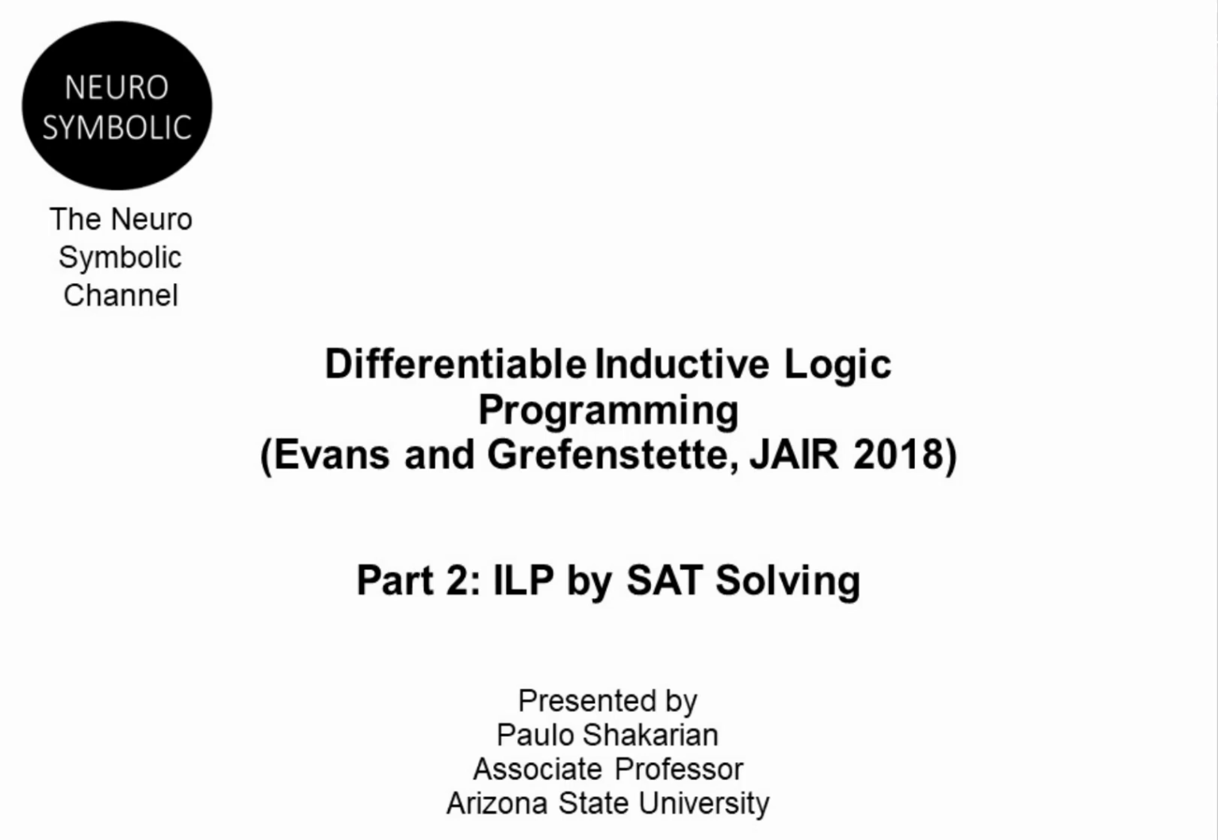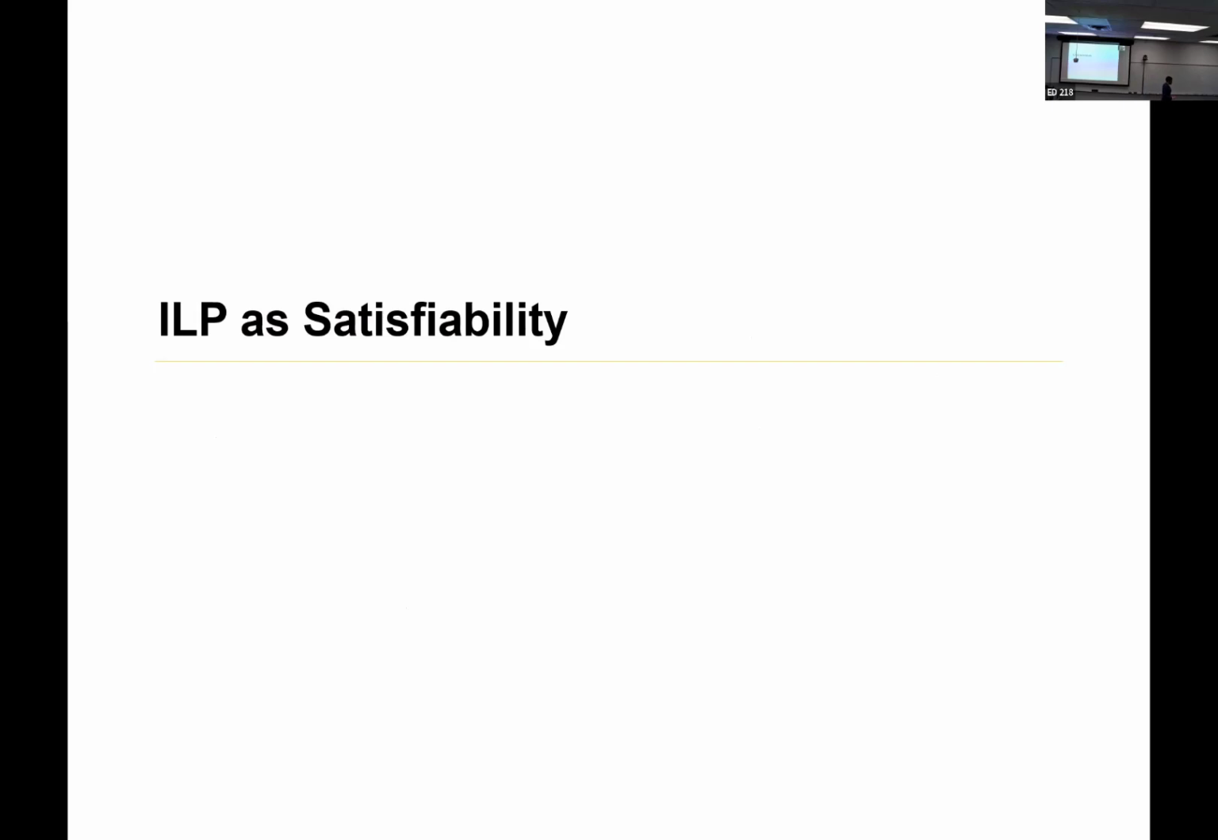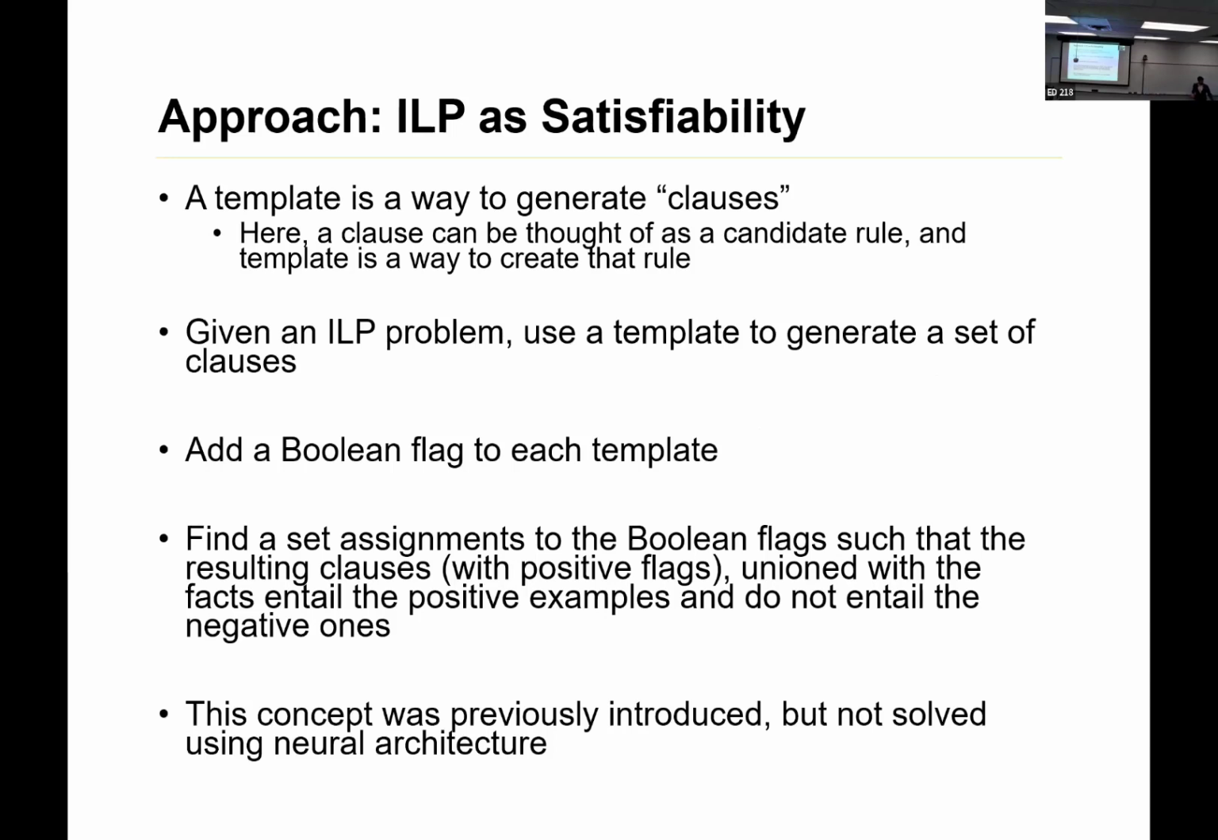Let's talk about framing ILP as a satisfiability problem. Of course, we all know satisfiability is finding an assignment of Boolean variables that satisfies a given formula. And so this is kind of the approach they take. First, we have this idea of a template. A template is specifying a way to generate clauses, candidate rules.